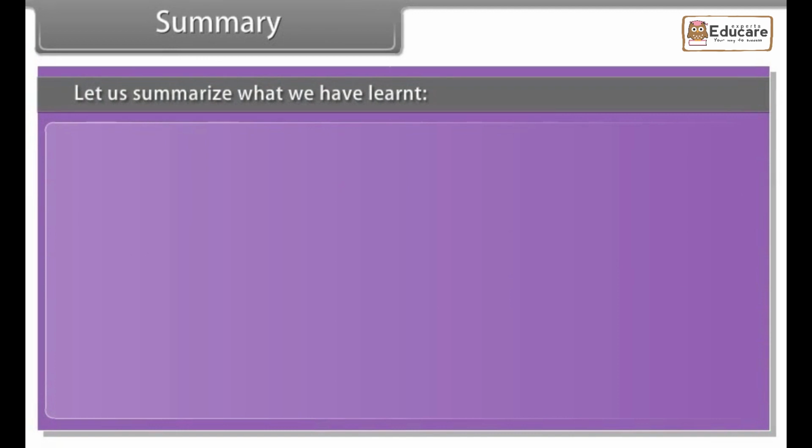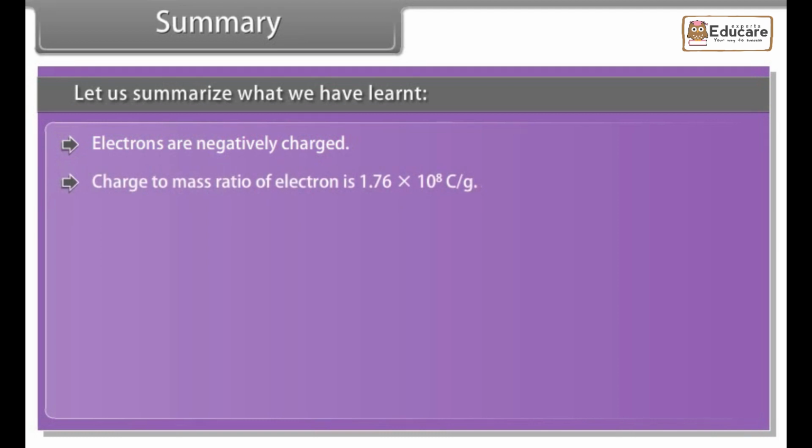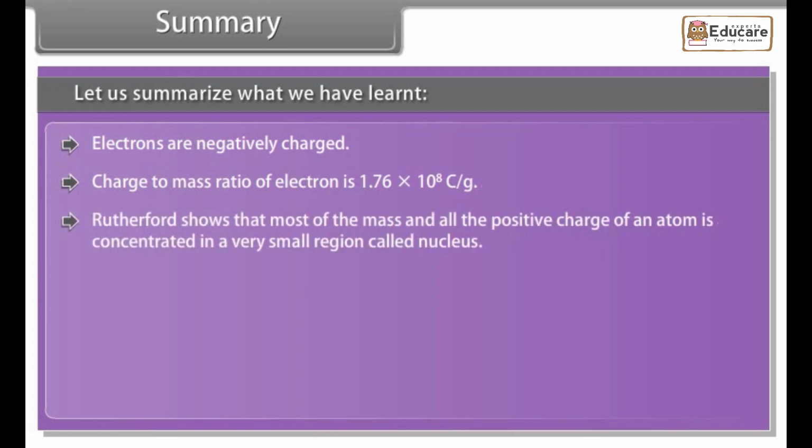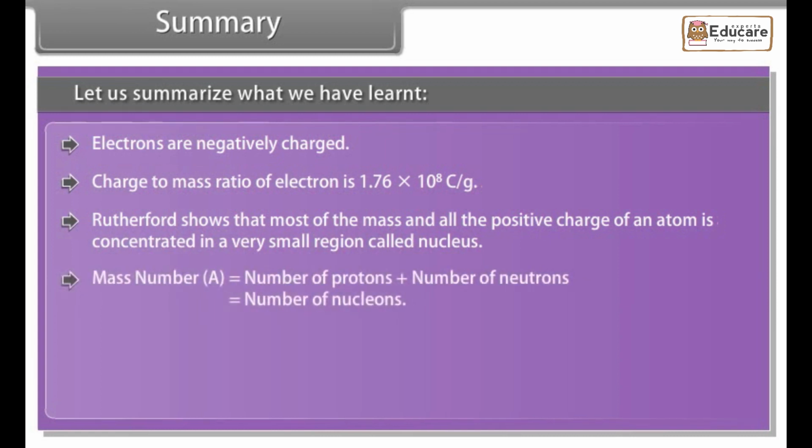Summary. Let us summarize what we have learnt. Electrons are negatively charged. Charge to mass ratio of electron is 1.76 into 10 raised to the power 8 coulombs per gram. Rutherford shows that most of the mass and all the positive charges of an atom is concentrated in a very small region called nucleus. Mass number A is equal to number of protons plus number of neutrons is equal to number of nucleons.